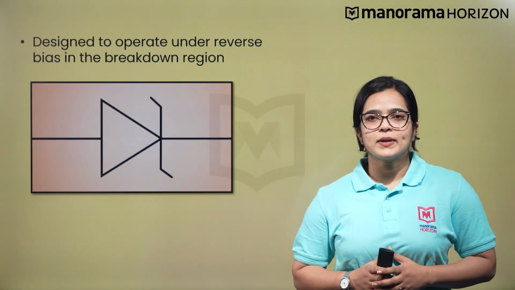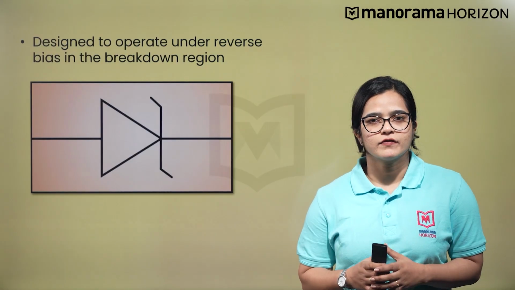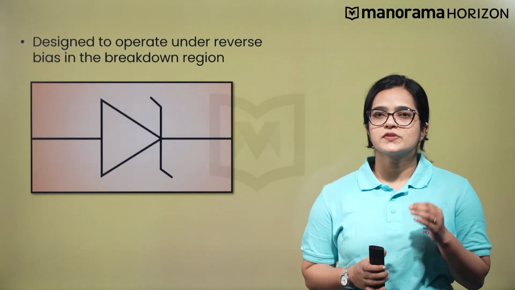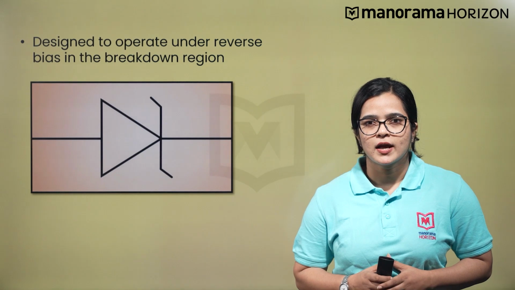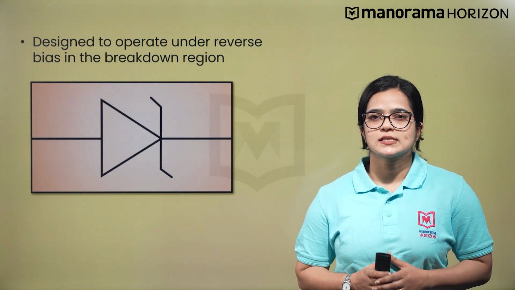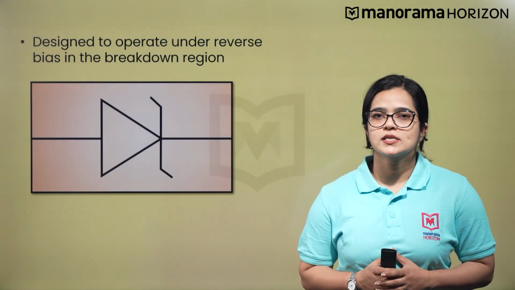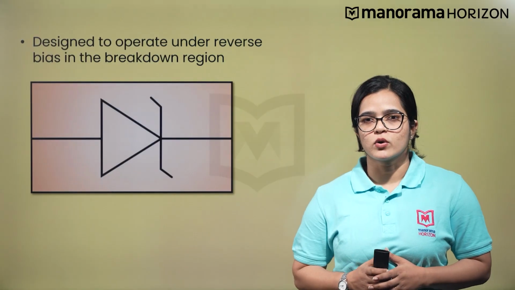Zener diode is fabricated by heavily doping the P and N sides of a junction. As a result of this, the depletion region formed is very thin, of the order of 10 to the power minus 6 meter, and the electric field of the junction is extremely high, that is nearly 5 times 10 to the power 6 volt per meter, even for a small reverse bias voltage of about 5 volts.